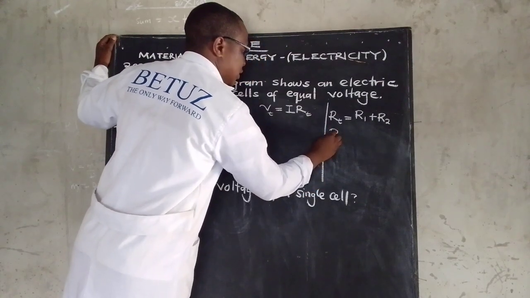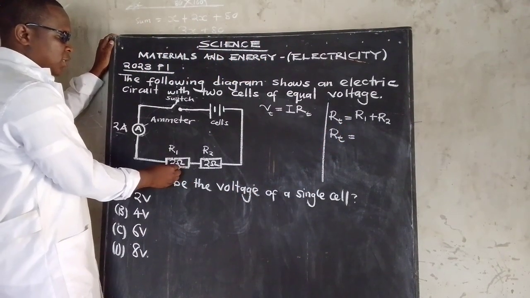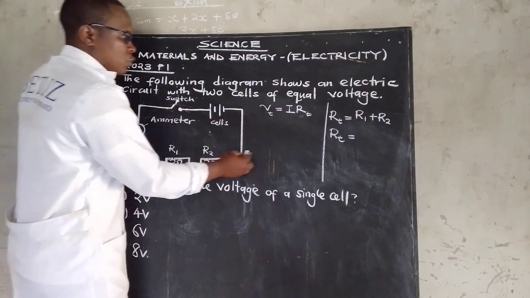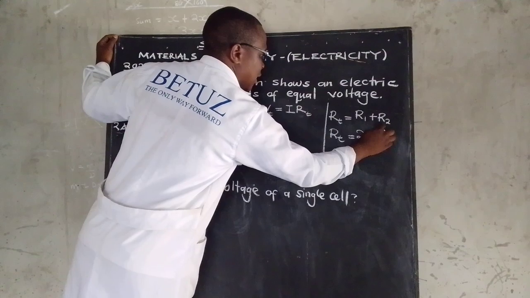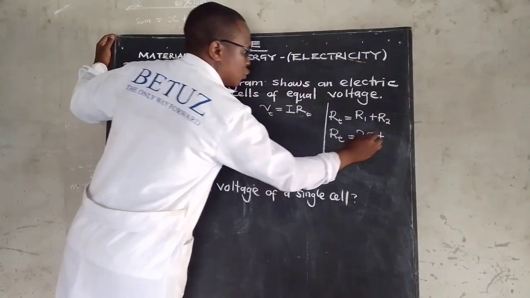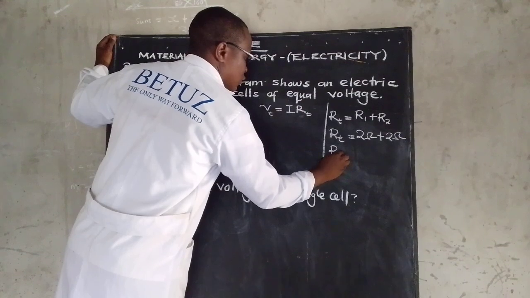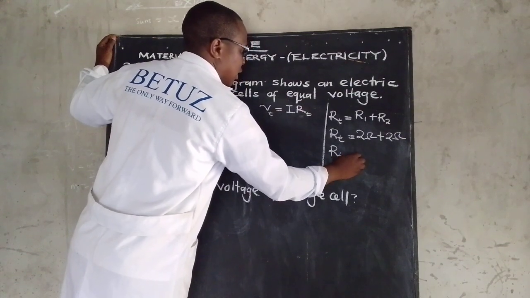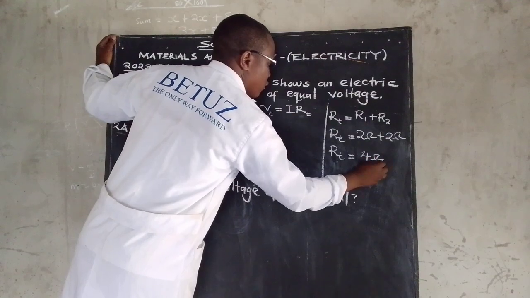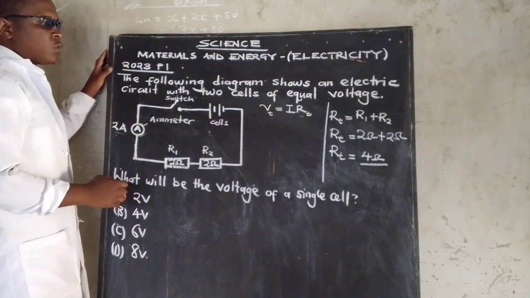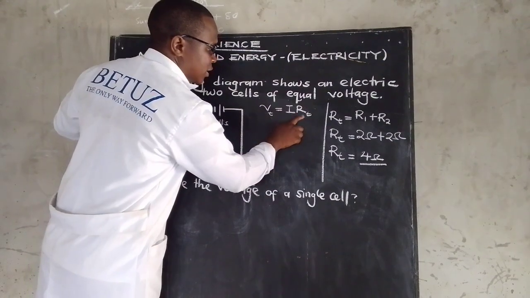So resistance total is equal to R1, which is 2 ohms, plus R2, which is also 2 ohms. So resistance total is 2 ohms plus 2 ohms, which gives 4 ohms. So total resistance is 4 ohms.